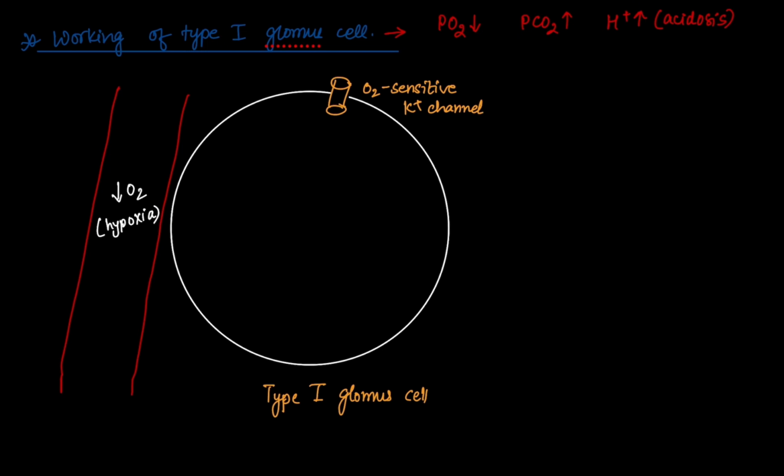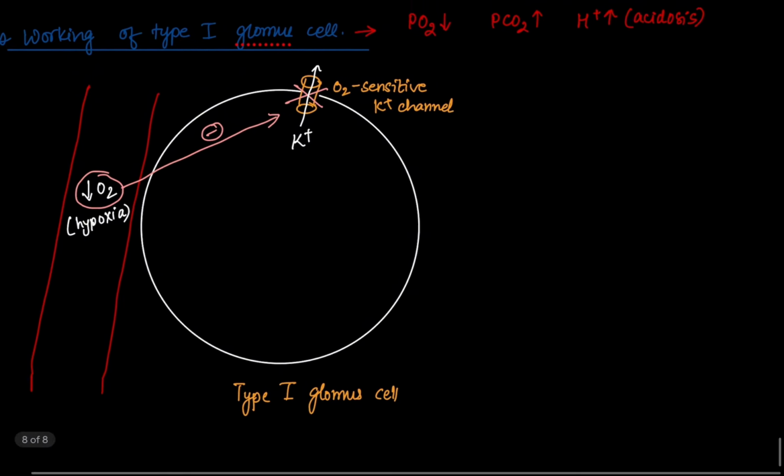Now see, since there is a decrease in oxygen, what will happen to this channel? These channels are not going to open because they are oxygen sensitive, so these channels will become closed. What passes through these channels? Potassium ion goes out of these channels. So since the channel is closed, now the potassium will not be able to go out of the cell.